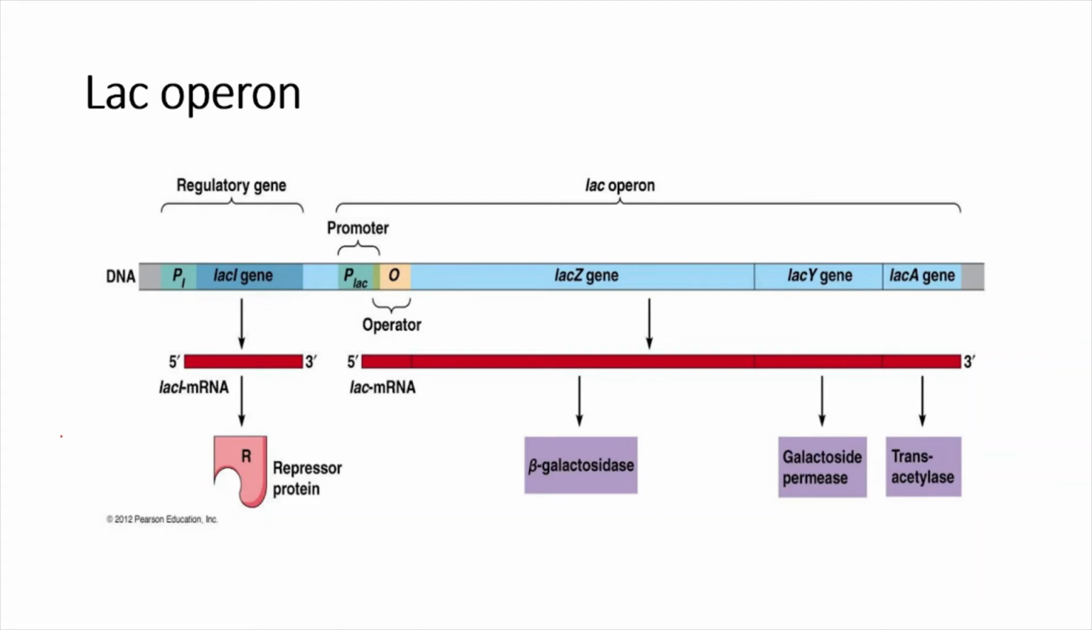So today we are going to discuss Lac Operon. Now what is a Lac Operon? Lac Operon is a set of genes that are specific for uptake and metabolism of lactose, and it is found in E. coli and other bacteria.